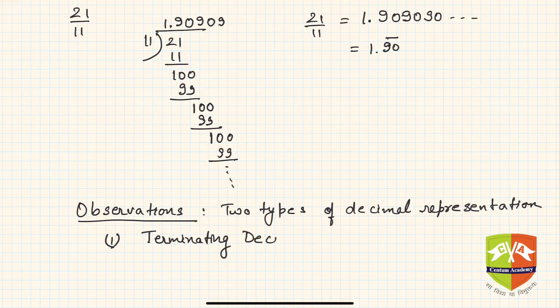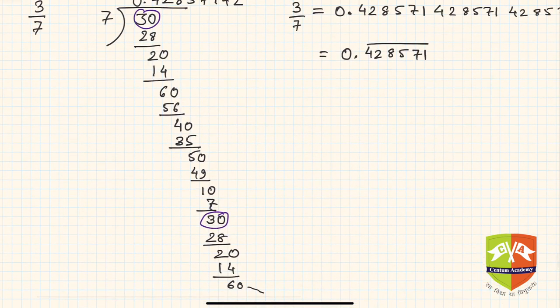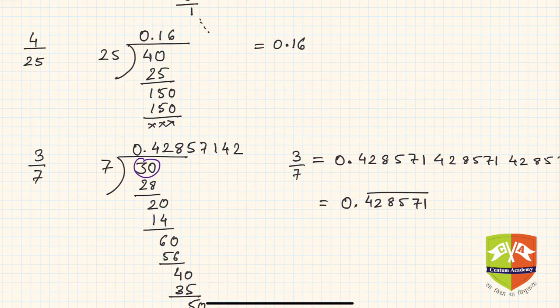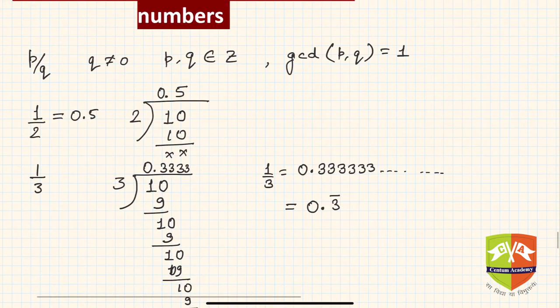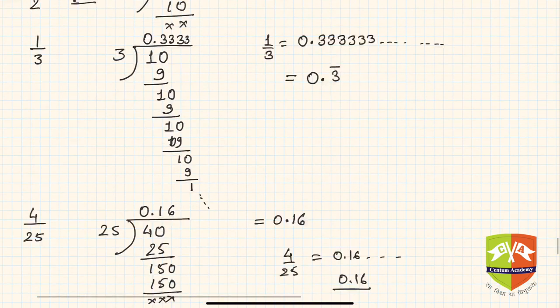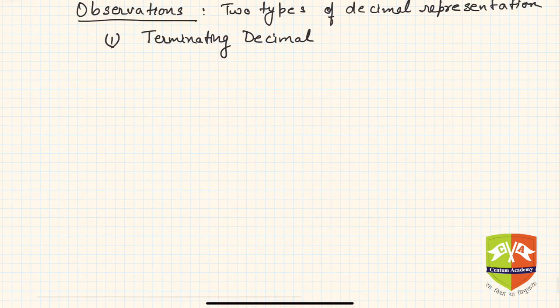Why terminating? Because the decimal representation ends after a point. So for example, here 4 upon 25, if you see, doesn't keep on going on forever, right? It is 0.16, that's it. Similarly, 1 by 2 was 0.5, correct? So these are called terminating, right? So there will be an end to the process.